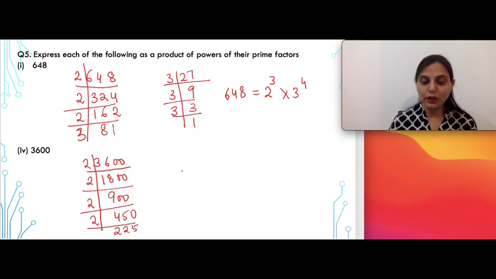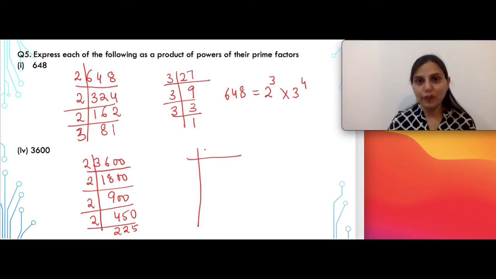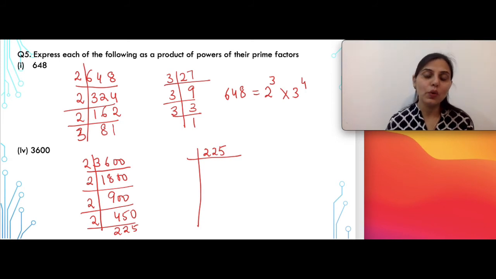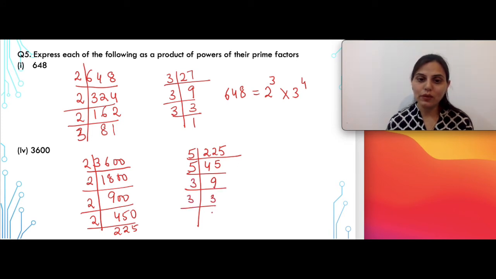225. Now since the last digit is 5, it will no longer be divisible by 2. It will be divisible either by 3 or by 5. Whichever number you want to take first, it is completely fine. Let's start with 5. We'll get here 5 45s are, 5 9s are. Now 9 is a number which comes in the table of 3. So we can write it as 3 3s are and 3 1s are.